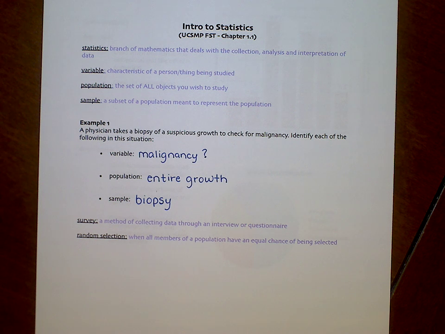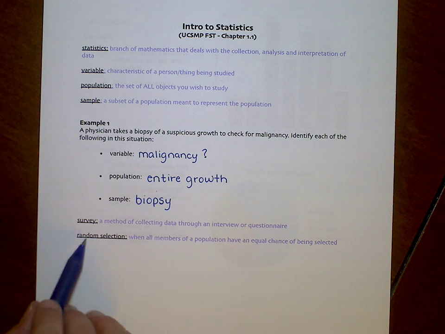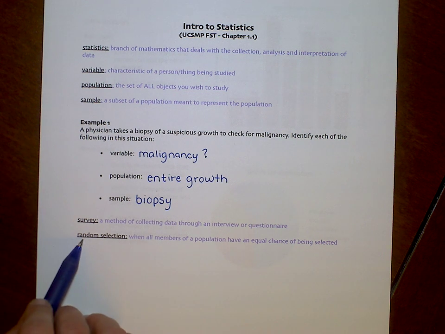Okay, a couple more words for you. Survey. Survey is a method of collecting data. You've all taken surveys before. When we're doing statistics that we want to actually do some in-depth analysis on, we have to be really careful about how we construct our surveys. And then the next word here is random selection. This word random, we throw that word around a lot, right?